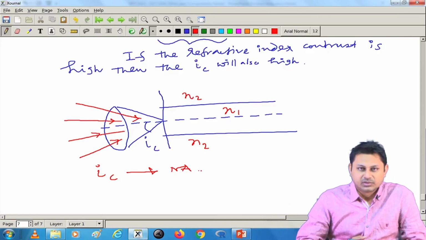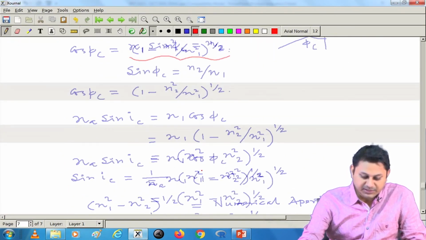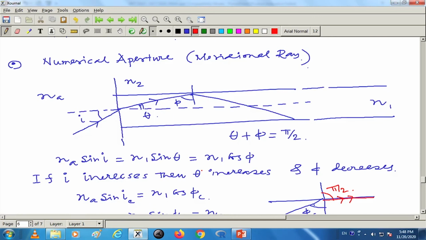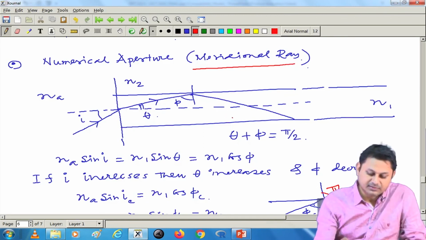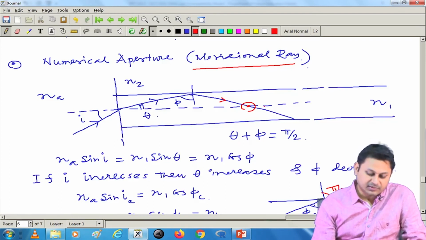In the next class, we will also calculate the same thing, the acceptance angle, but for another kind of ray. Mind it, whatever calculation we did in this particular lecture is for the meridional ray. That means every time this ray is passing through the axis here, it is passing through the axis. That's why it is called the meridional ray.